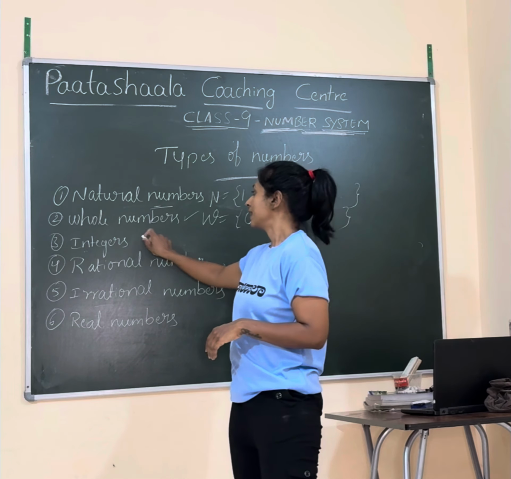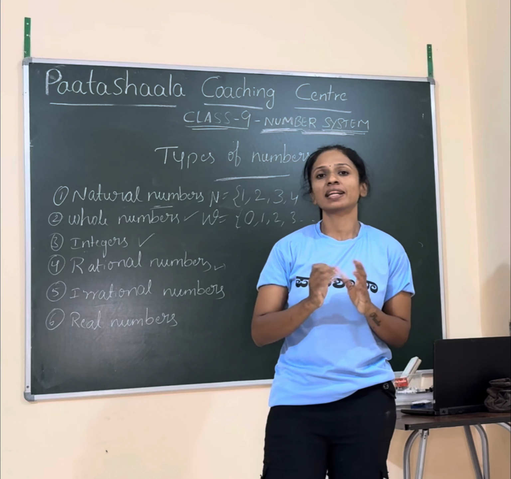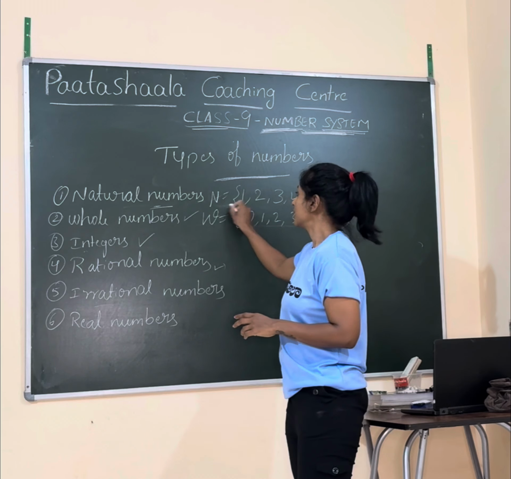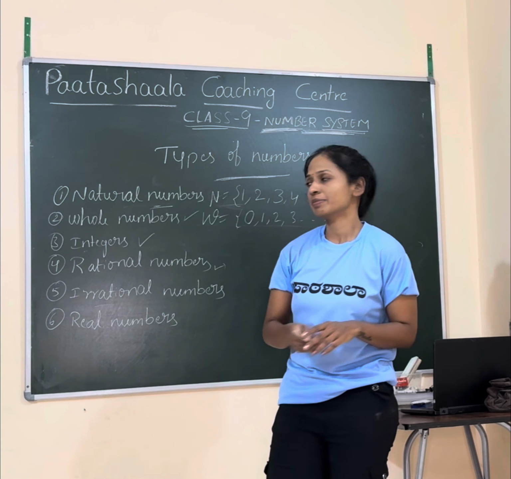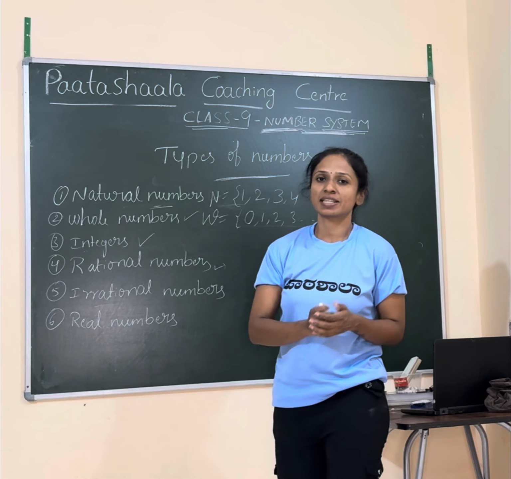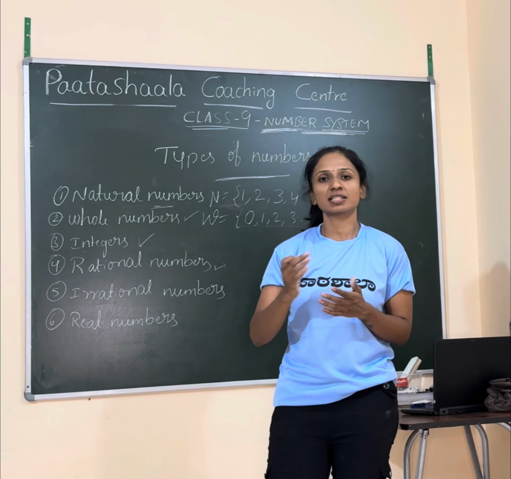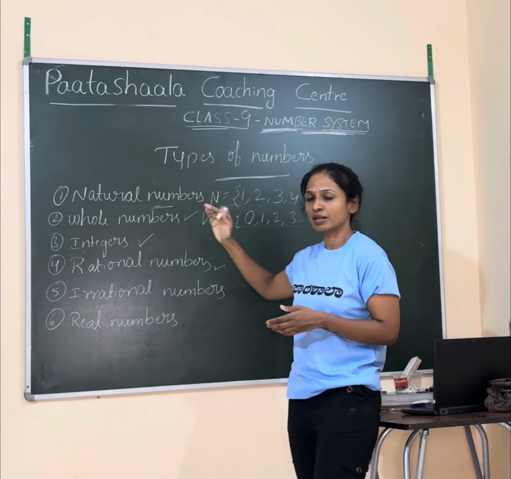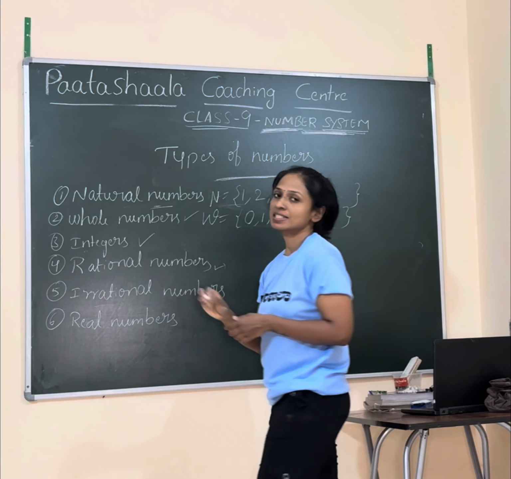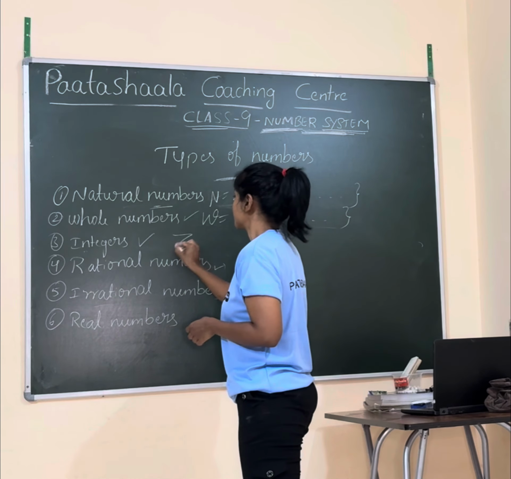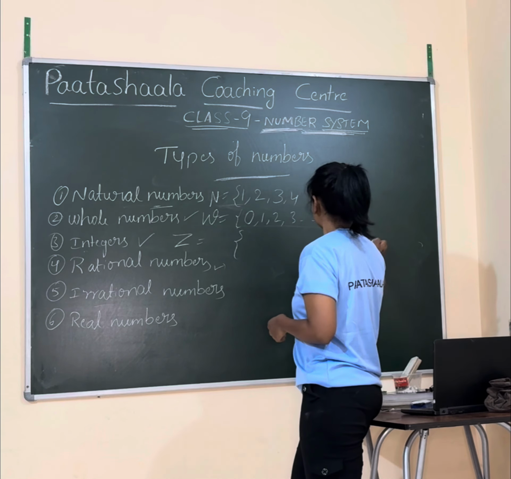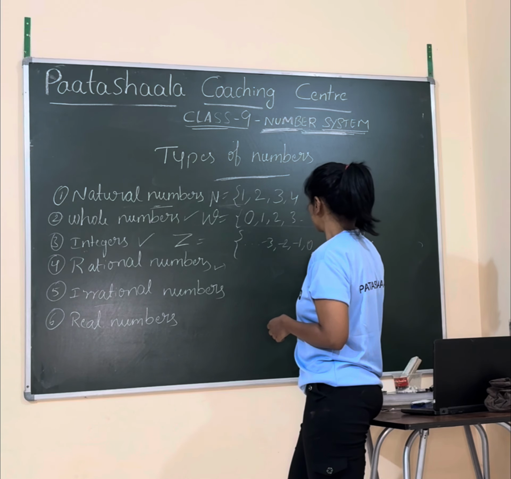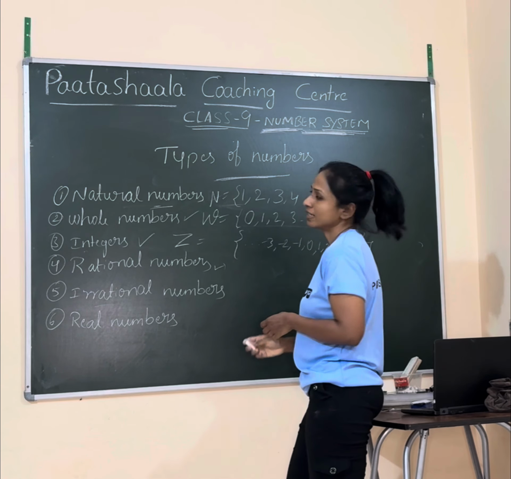The third one is integers. Integers are the collection of all the whole numbers with the negative natural numbers. Negative natural numbers means the natural numbers with a negative sign: -1, -2, -3, -4. The combination of these whole numbers and the negative natural numbers is known as integers. And the integers are denoted by the letter Z. So it is represented as all the negative natural numbers, -3, -2, -1, then 0, 1, 2, 3, and it goes on.